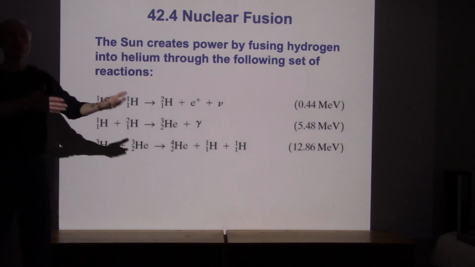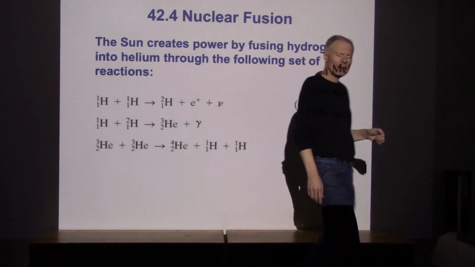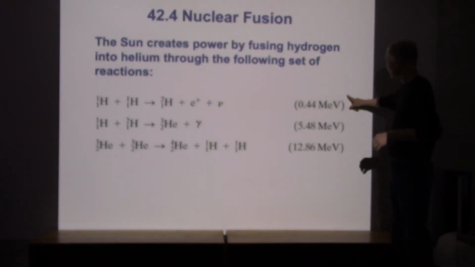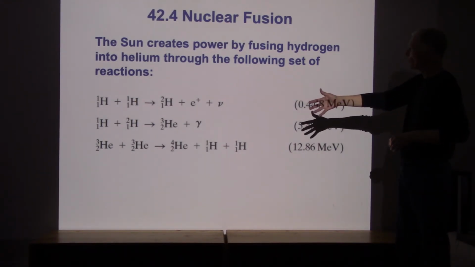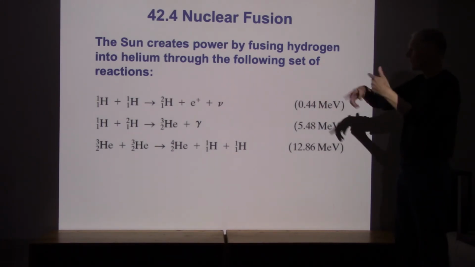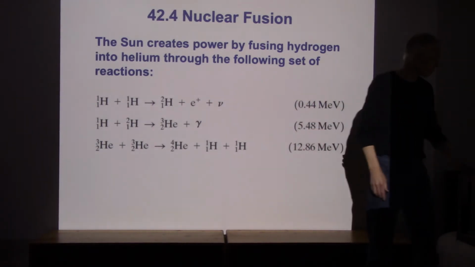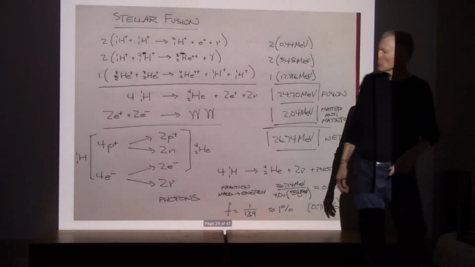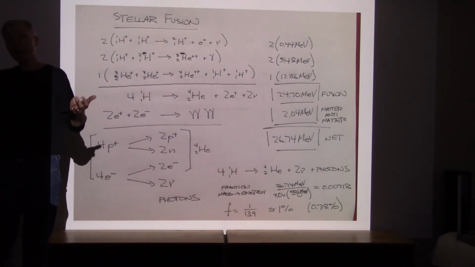So it's kind of like all three going on at the same time. Now in this diagram, they have gone through for us, and they've calculated the Q values for each of these reactions. So let's see what the overall effect is if these three reactions are cycling through simultaneously inside the core of a star. So here it is, stellar fusion, and these are the reactions going on in the sun, right?